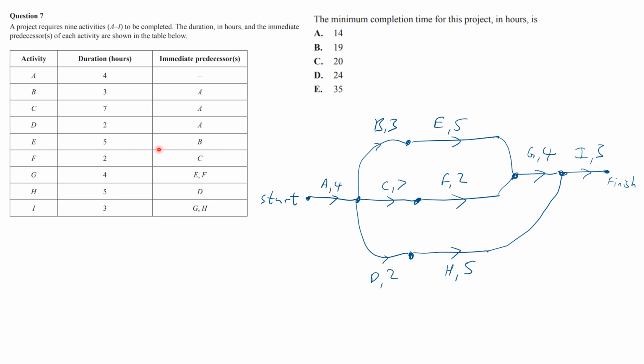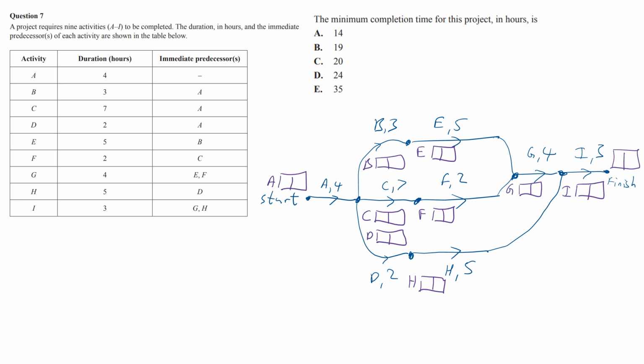Then we've got E requires B, so that's going across there. Then we've got F required C, then G required E and F, so they join up again over here. And then H was off from D, and then I needed G and H, so they get bent up and joined here, and then we go just through I to the finish.